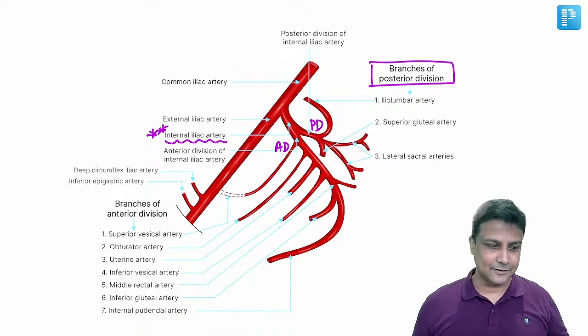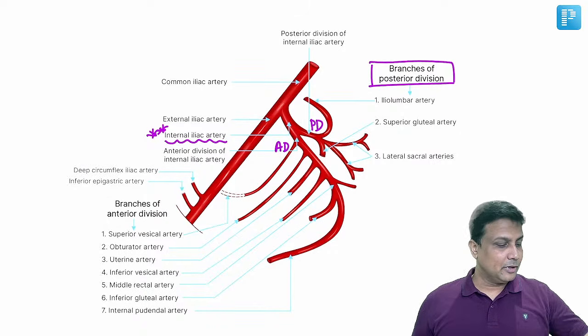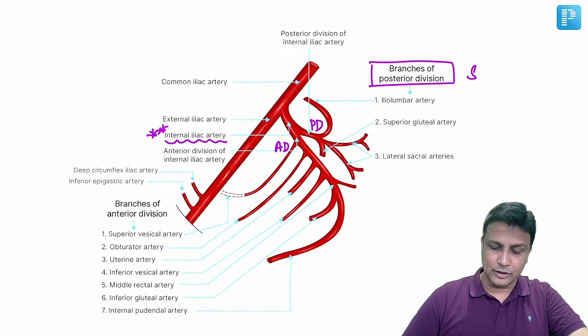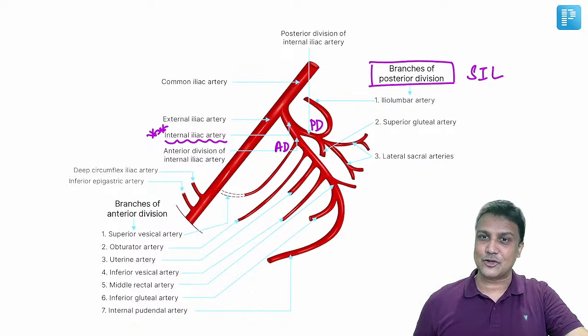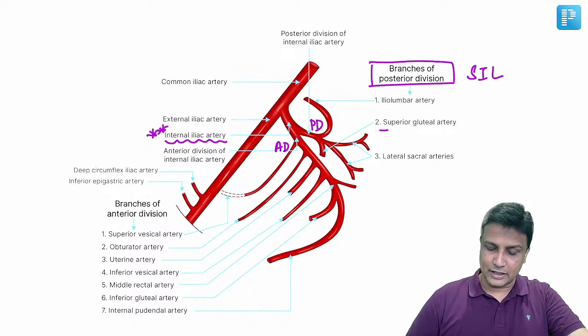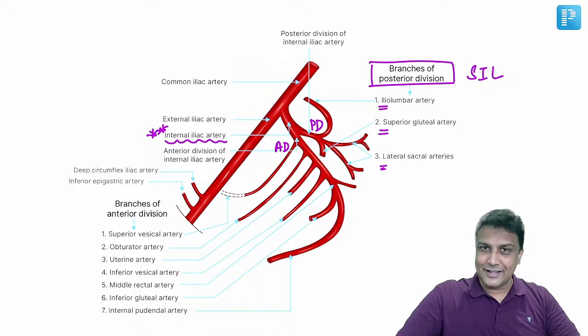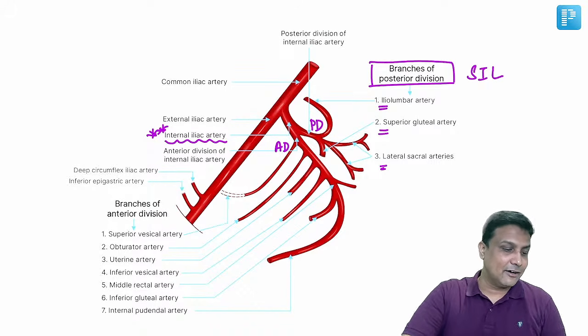Why? What is the reason? Now remember, the posterior division will be giving only three branches, and those three branches you are going to remember as SIL branches. S for superior gluteal artery, I for iliolumbar artery, L for the lateral sacral artery.